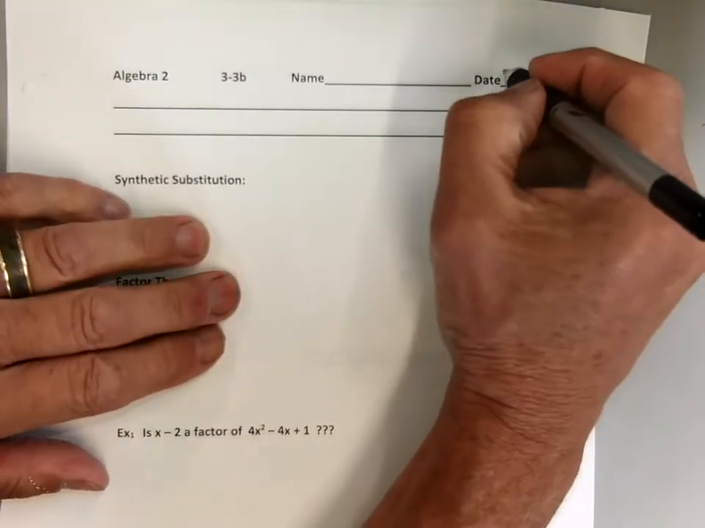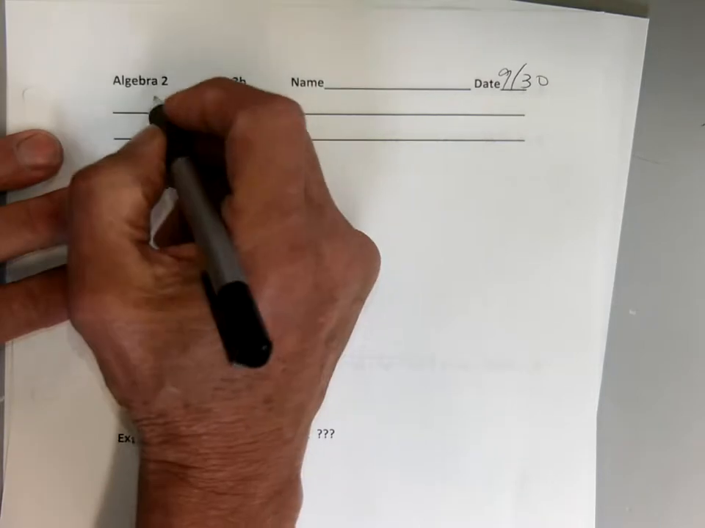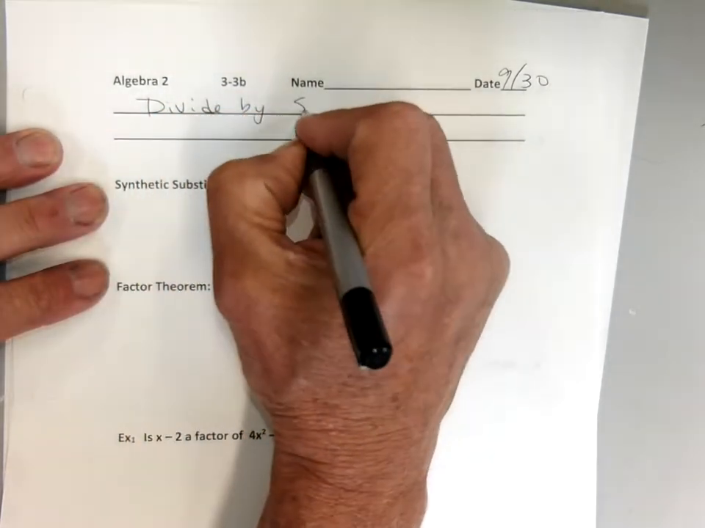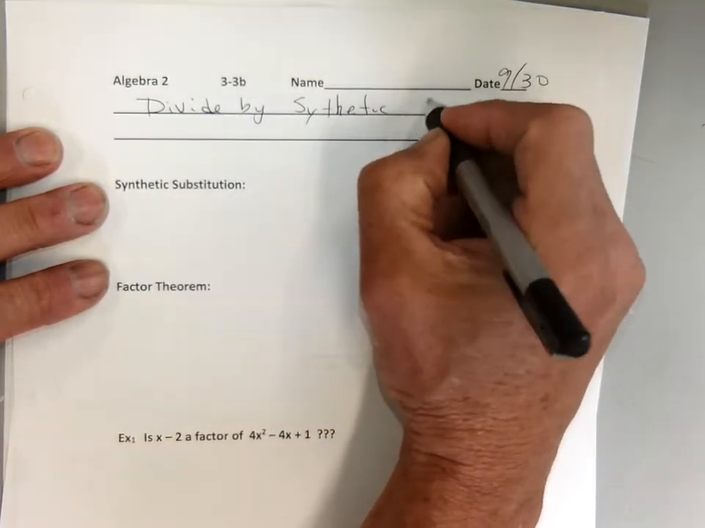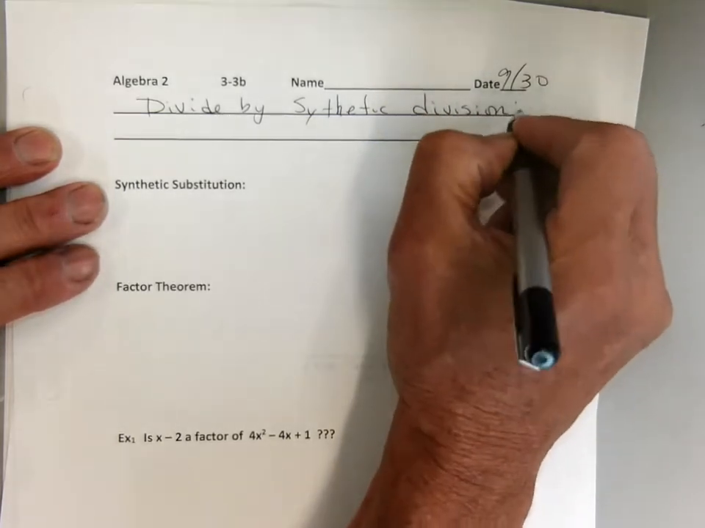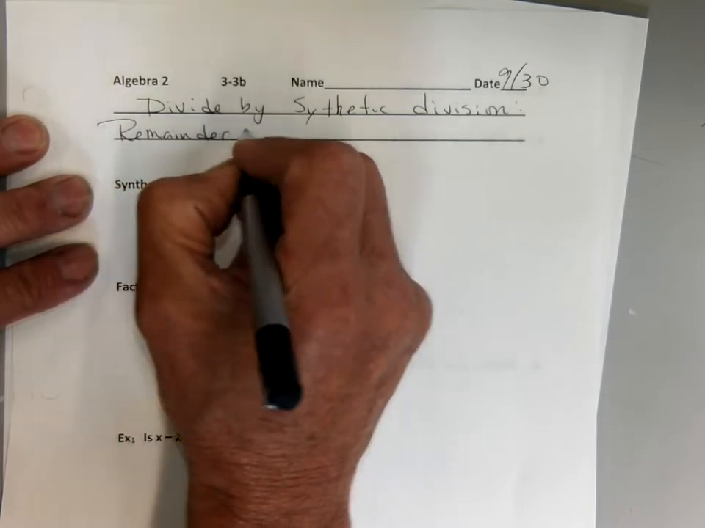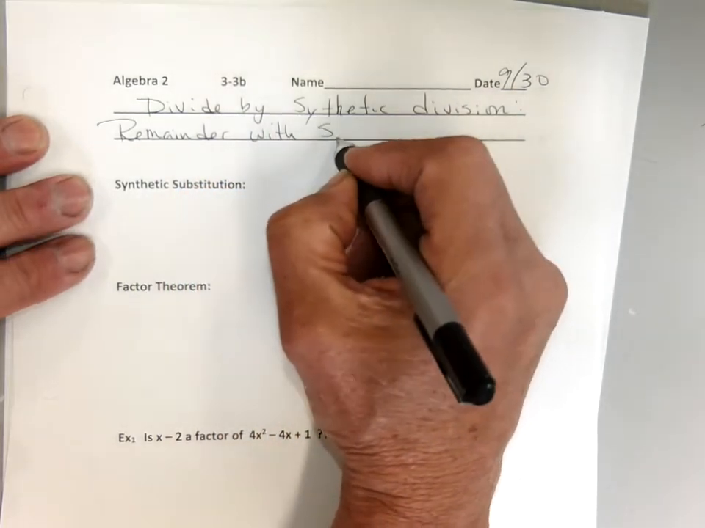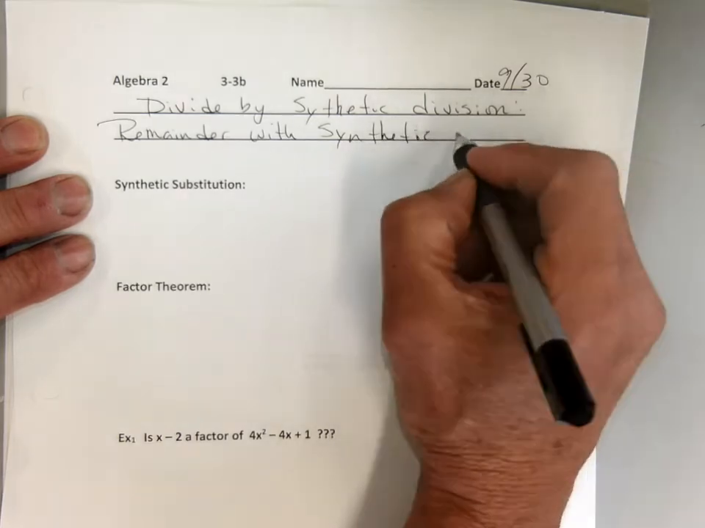Date, it is 9:30. So today what we want to do is learn how to divide by synthetic division. And then we're going to talk about the remainder with synthetic substitution.